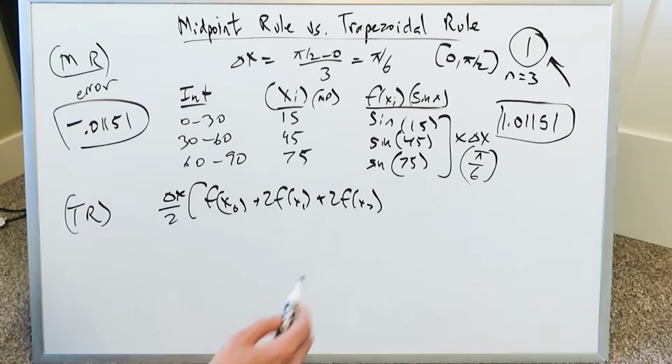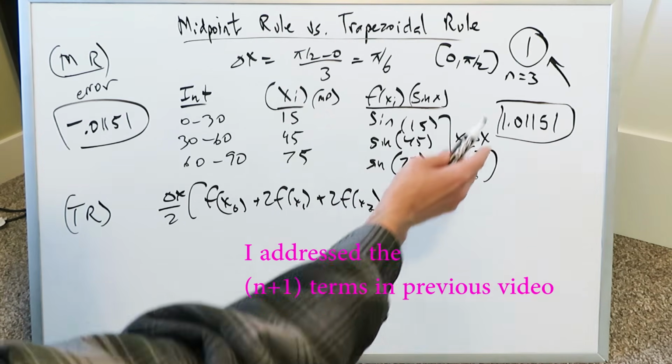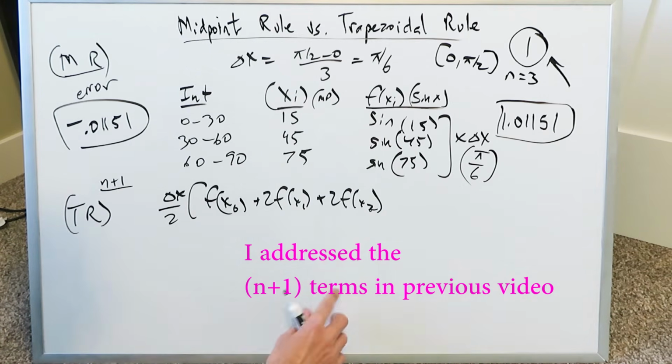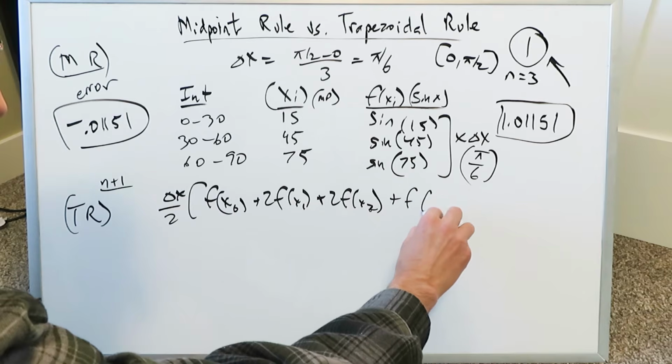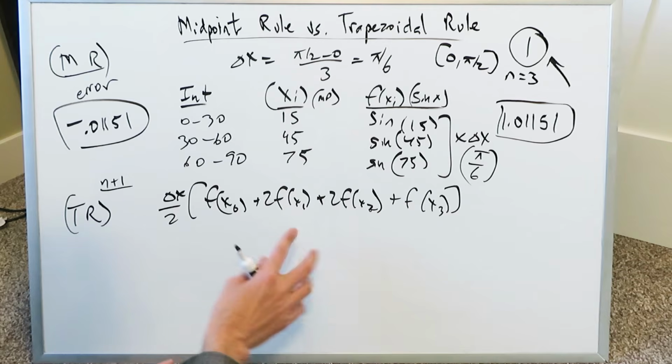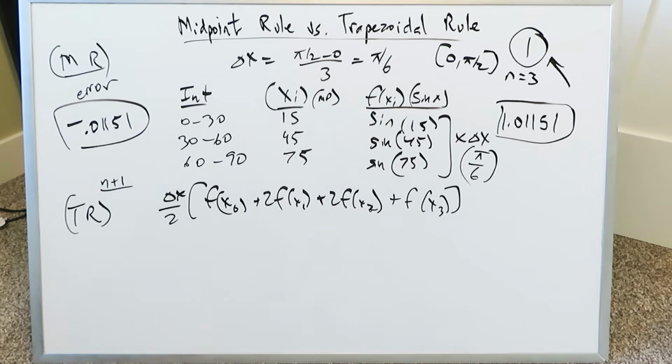Well, how far do we have to go to? It's not hard, I've told you that. You have an n value of 3, you always do n plus 1. So therefore you'll have 4 terms. And then finally your last term, which is f of x3. You know the terminal terms always have a coefficient of 1. The intermediate terms always have a coefficient of 2.